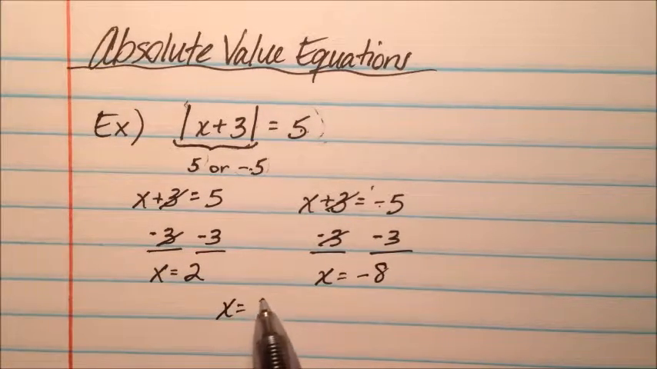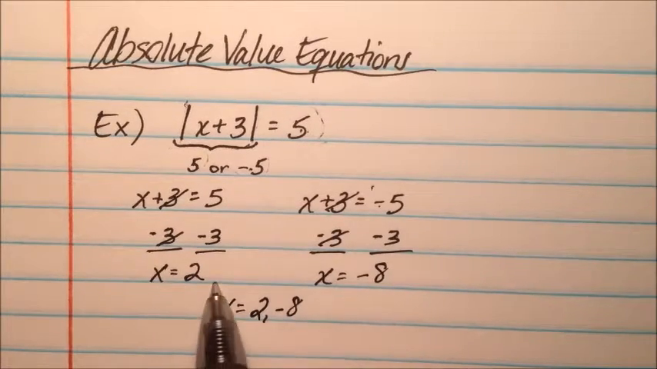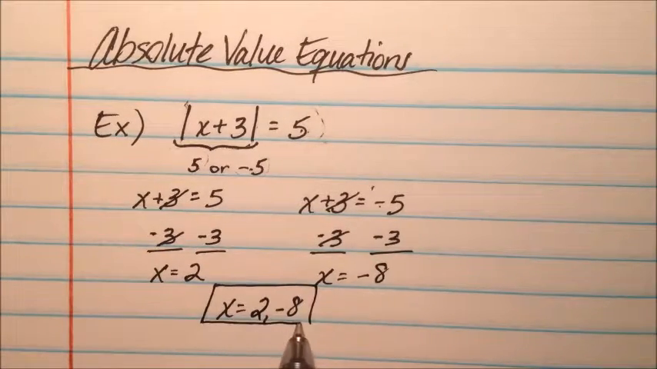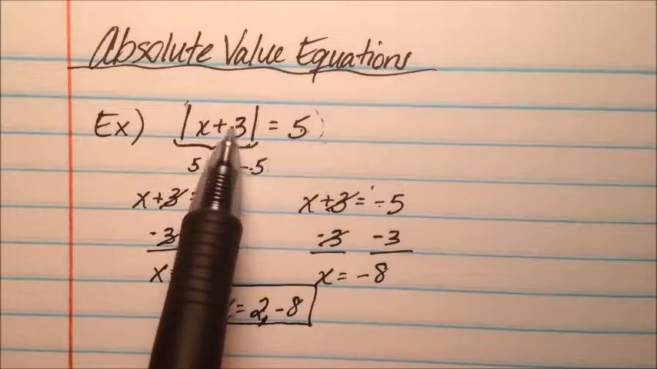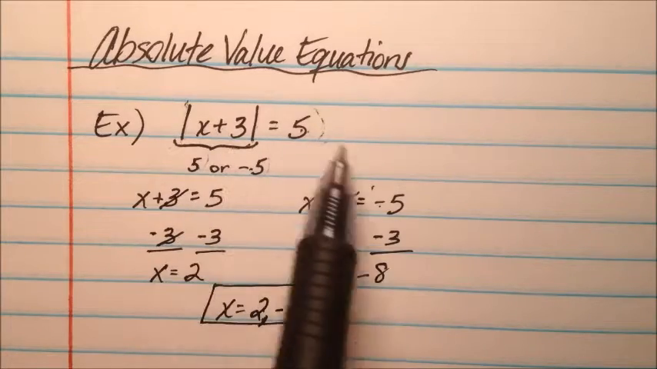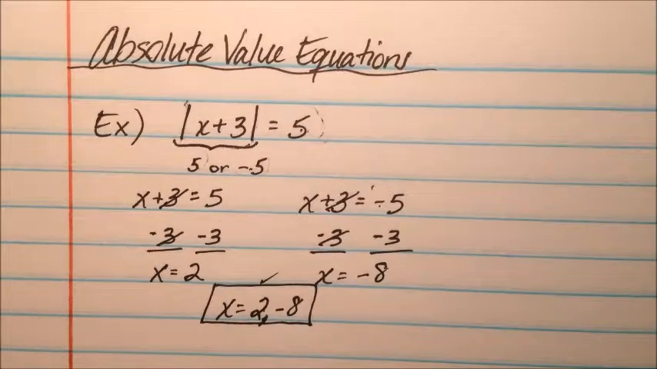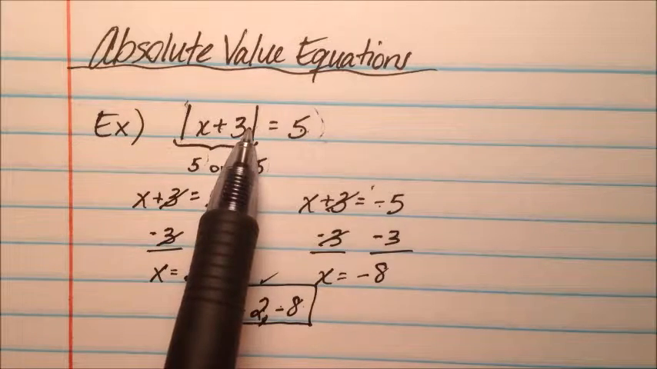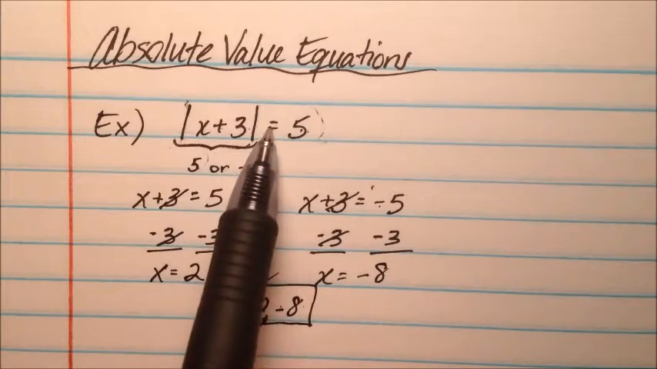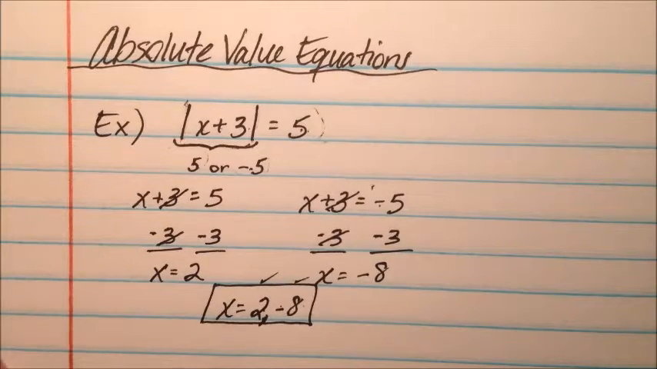So my values of x are actually 2 and negative 8, and this is the way I'm going to write them, with a comma between them to separate them. And let's go ahead and take each one of these answers and plug it back into the original equation and make sure it's okay. So when I have 2, 2 plus 3 is 5. Absolute value of 5 is 5. Yep, so that one's okay. For negative 8, negative 8 plus 3 is negative 5, and the absolute value of negative 5 is 5. So that one's good too.